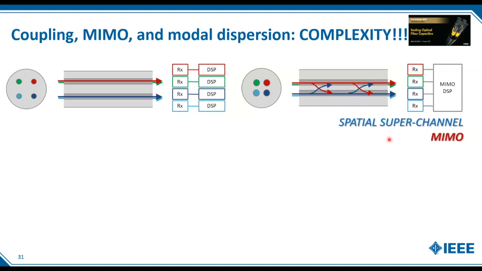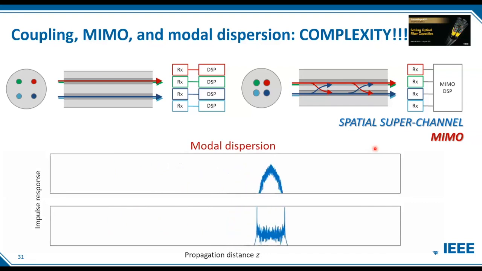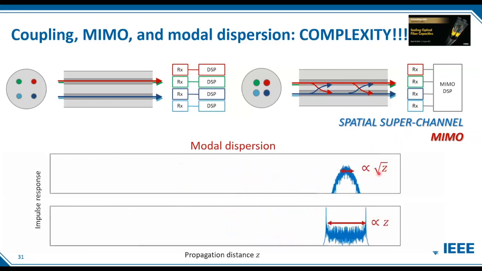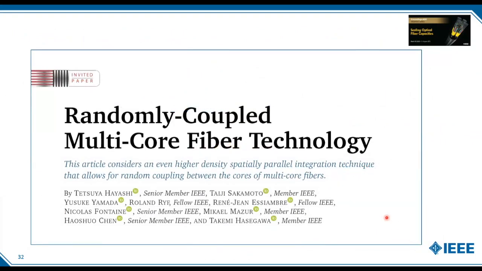Of course, this implies an increase in complexity in the SDM receiver, but a major increase in complexity comes from the phenomenon of modal dispersion, which relates to the fact that different spatial modes propagate with different group velocities. And as a result, the duration of the impulse response of a fiber increases with propagation distance, of course, depending on the fiber type. Now, in the best case, it grows proportionally to the square root of propagation distance. And in the worst case, it increases proportionally to propagation distance itself. In all cases, the duration of the fiber impulse response sets really the complexity of the MIMO SDM receiver.